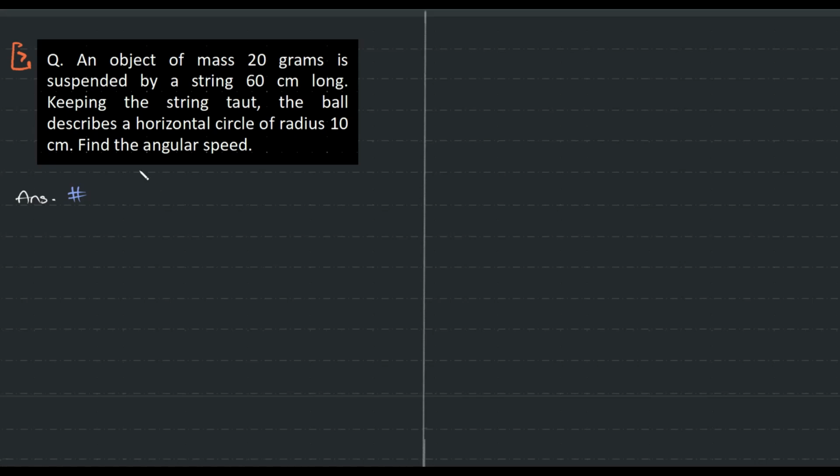This is a good question to look into some of the fundamentals for this chapter, for this topic, that is. So we have an object of mass 20 grams, suspended by a string of 60 centimeter. Keeping the string taut, the ball describes a horizontal circle of radius 10 centimeter.